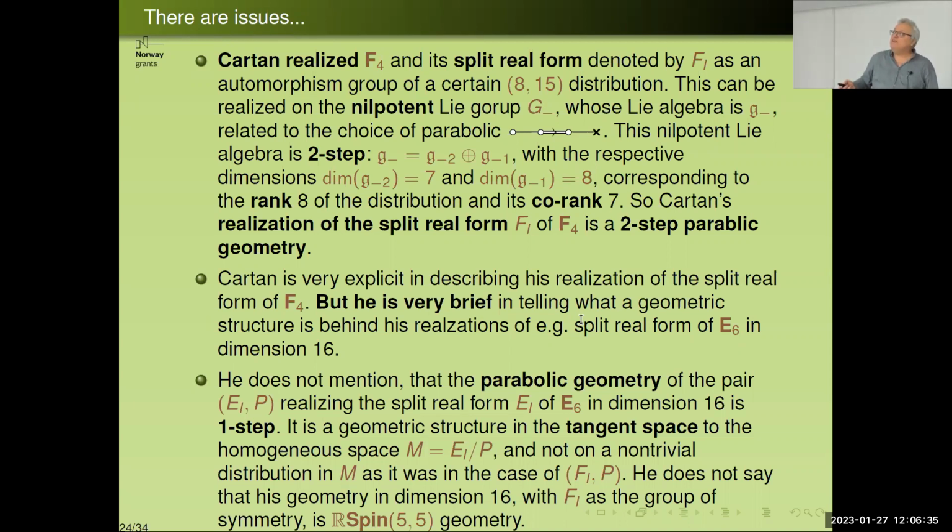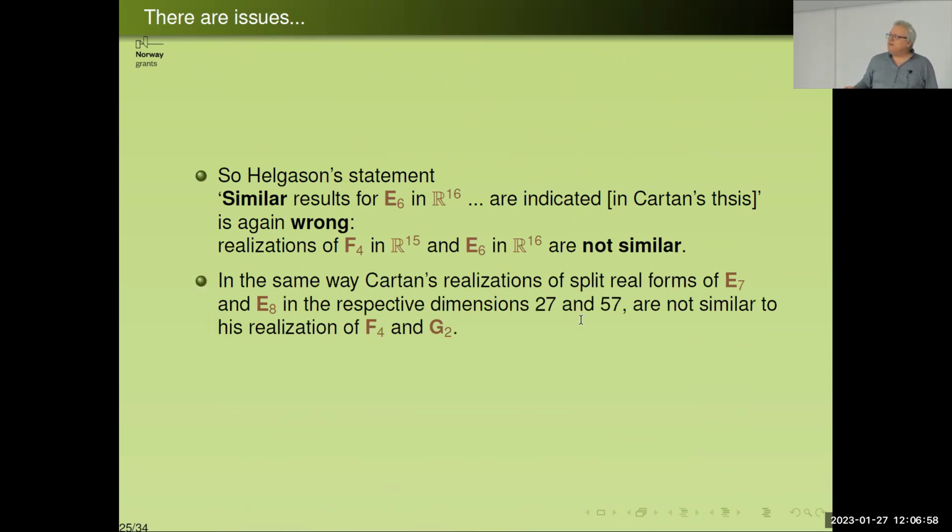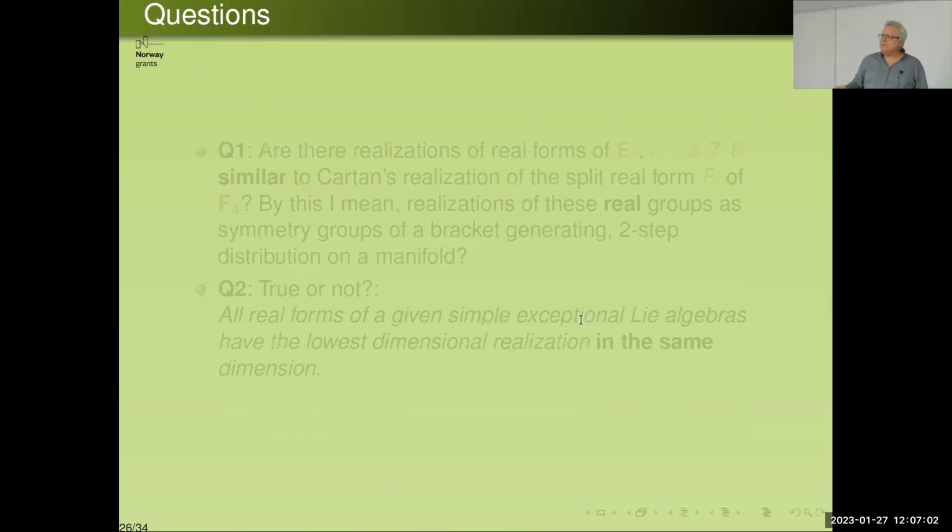So it's very different, and that's why I don't like that Helgason writes that similar realizations hold for E6, E7, E8. They are not similar to the realizations of F4 and G2. So Helgason's statement that similar results for E6 are indicated in Cartan is again wrong. Realizations are not similar. In the same way, Cartan's realizations of split real forms E7, E8 are not similar to his other realizations. So now let me ask the questions.